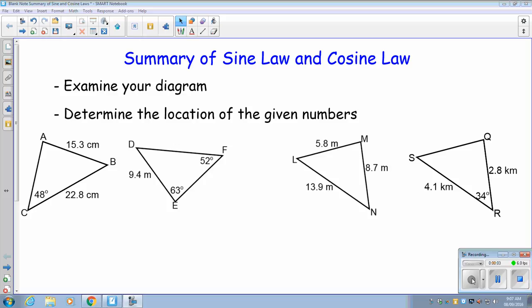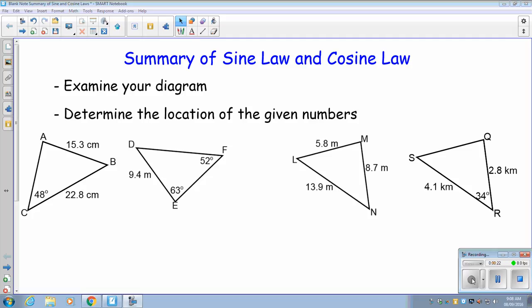Okay, we have been doing sine law and cosine law. We have practiced the sine law and cosine law separately. Your next job is to be able to look at a group of triangles and decide whether to use the sine law or the cosine law, and to be confident in that decision and know how to use it.